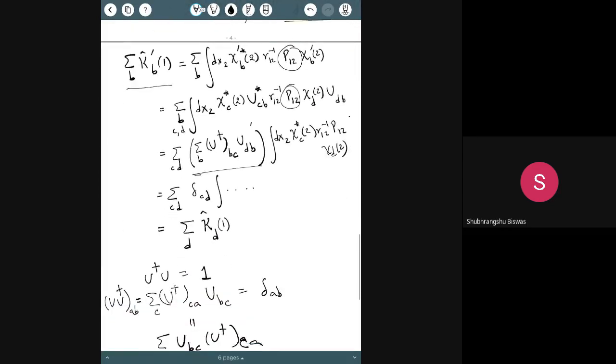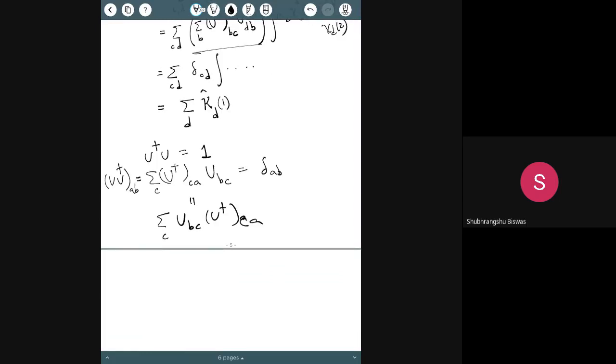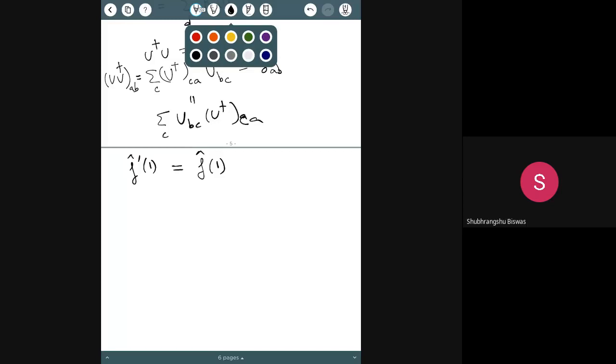So this is the thing. Now we see that the Fock operator with the transformed spin orbitals is the same as the Fock operator that we had originally. So now what else is present in the equation? I will again write the equation that we had derived. So it looked like this.